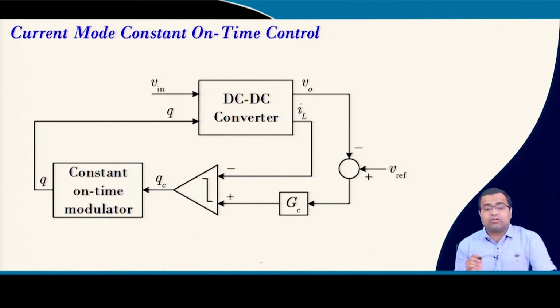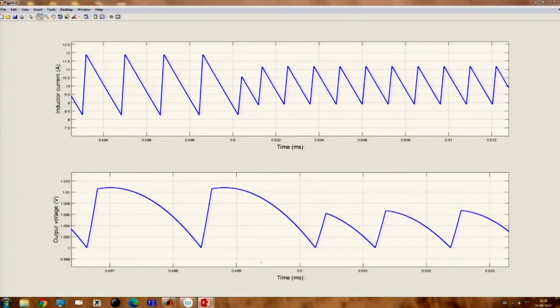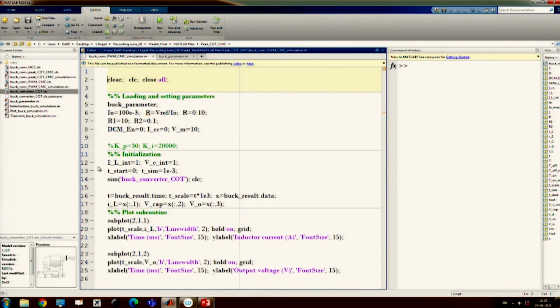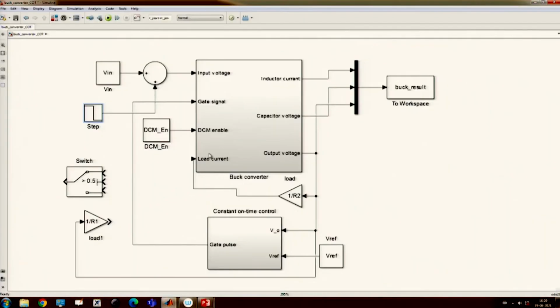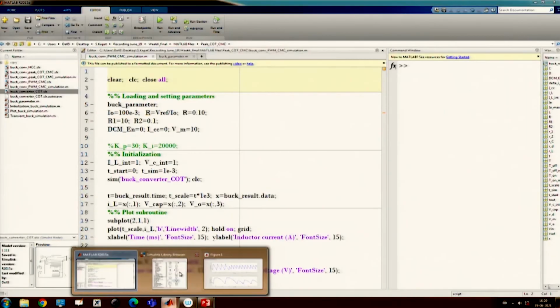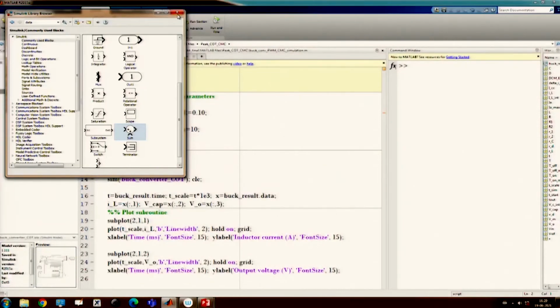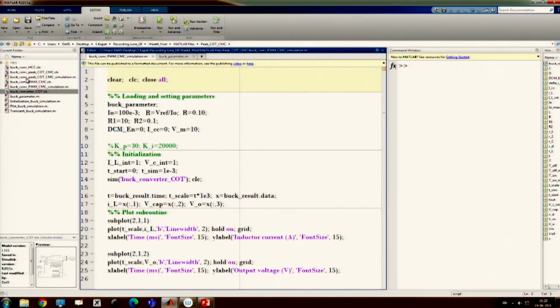This is the case for constant on time current mode control. So, let us go back to the two loop control. How does it look in simulation? If we go back to our MATLAB file, we have run this model for constant on time control, simulated it, and also shown the waveform. Now, we are talking about how constant on time current mode control is also possible.